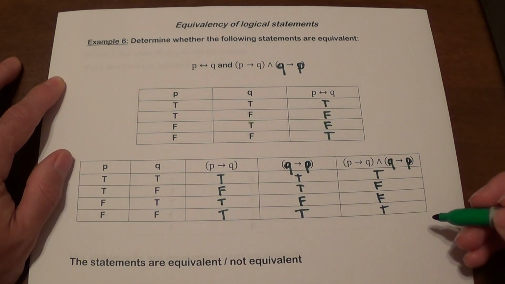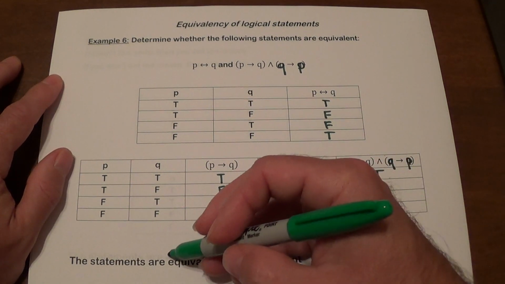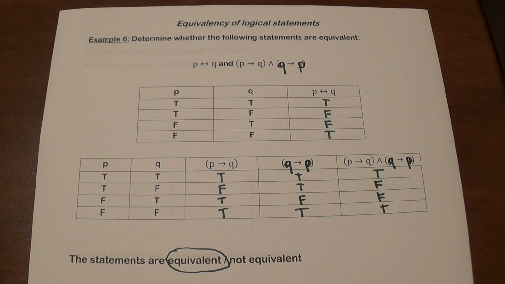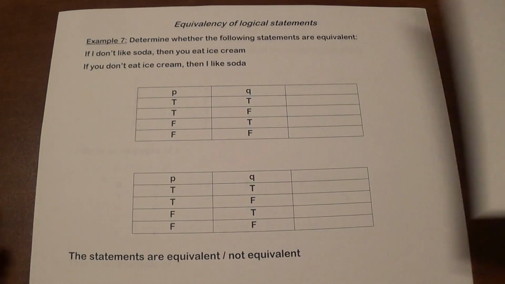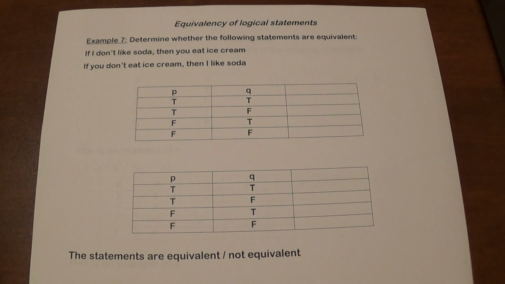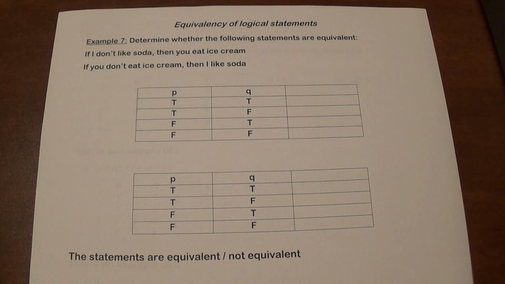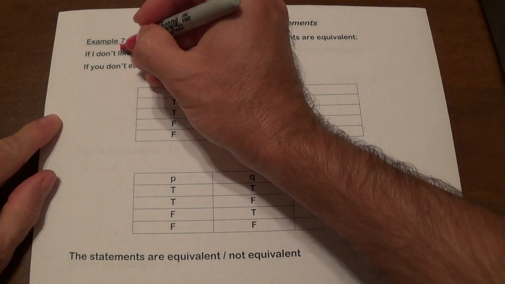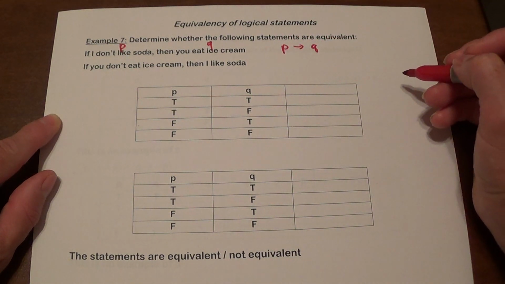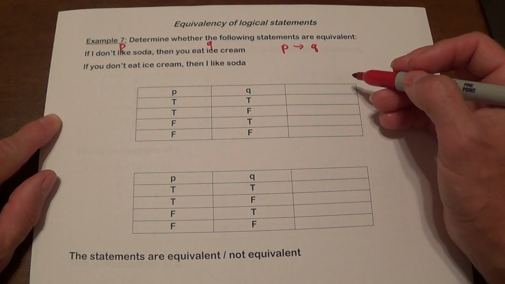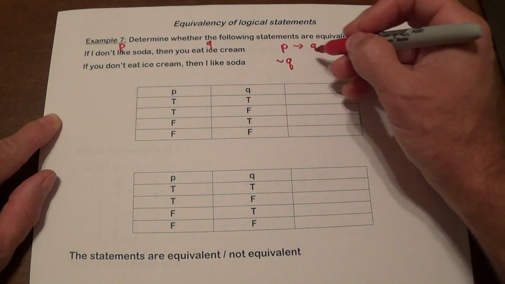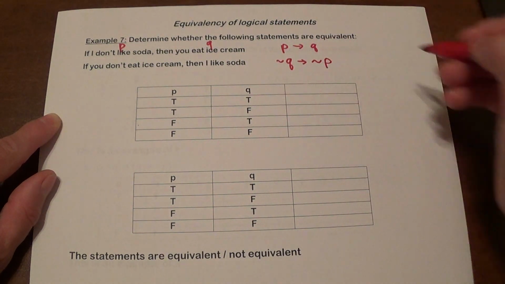Look at the two completed tables, they are equivalent because all those things match. Okay. If you don't like soda, then you eat ice cream. Let's call that one P, it implies Q. If you don't like ice cream, that means it's going to be not Q. Then I like soda, which implies not P.